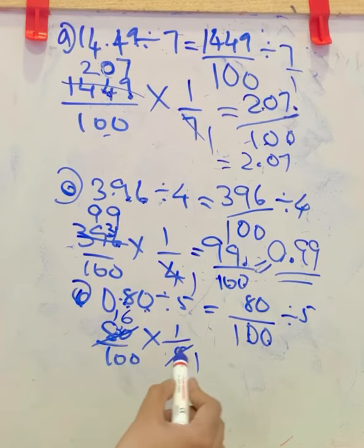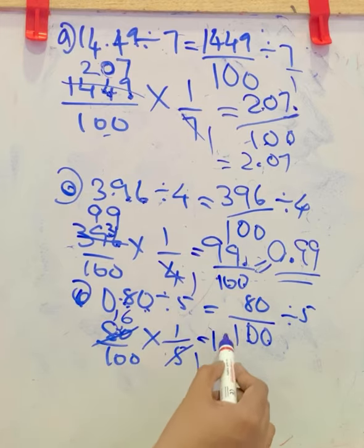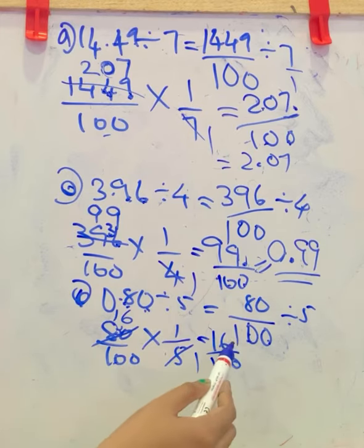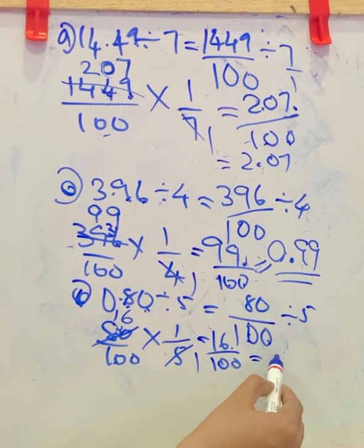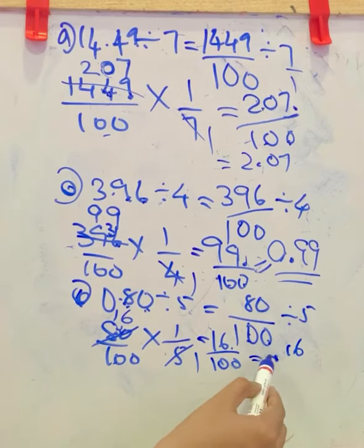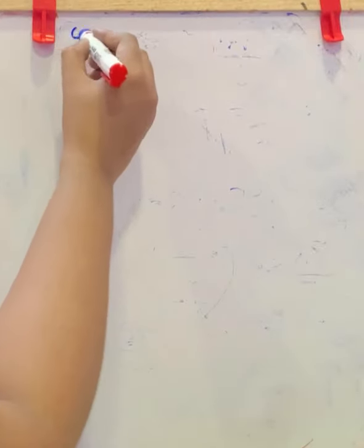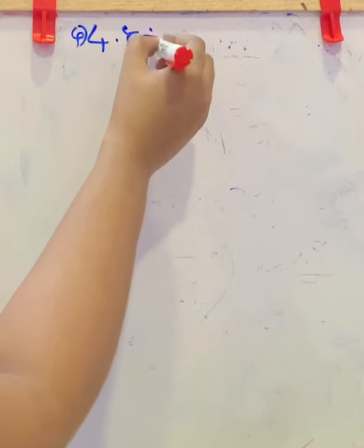6 5s are 30. Now 16 into 1 in numerator by 100 into 1 in denominator. Actually in 16 decimal will be here. 2 places moving left side, it reaches 0.16. And you can write 0.16 is the answer. Next set is division by 10. First question, 4.8 division 10.